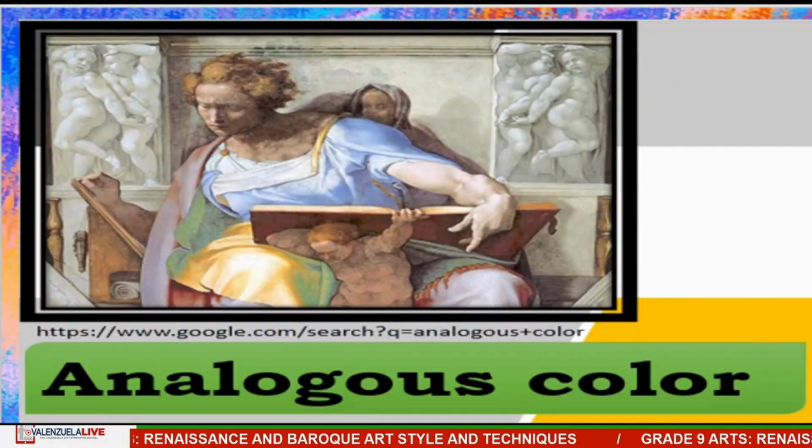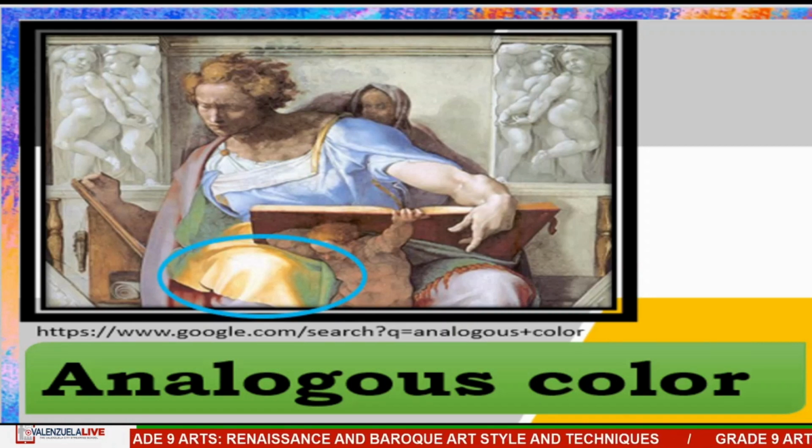Take a look again at the painting in your activity earlier, created by Michelangelo, of the prophet Daniel, which can be found in the Sistine Chapel. Observe that the shaded part of the robe is green, while the highlighted part is yellow, but the two colors are analogous or parallel to each other.